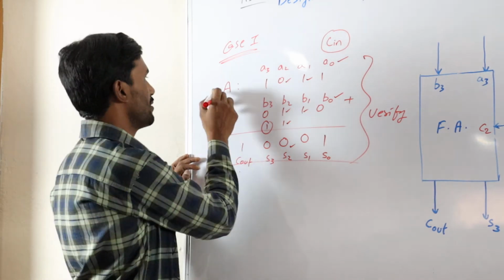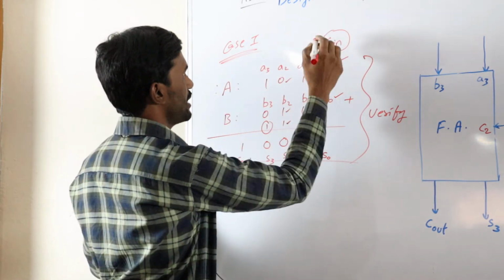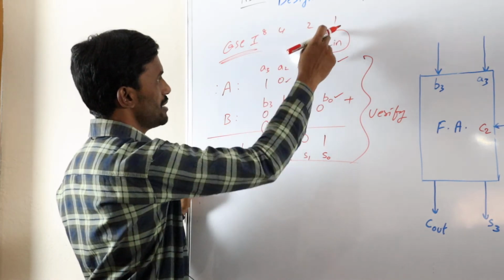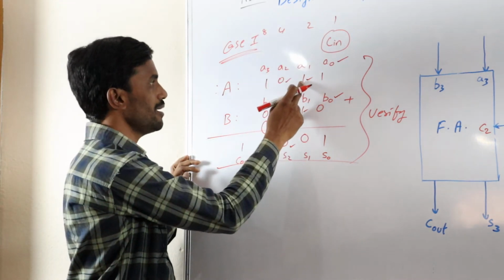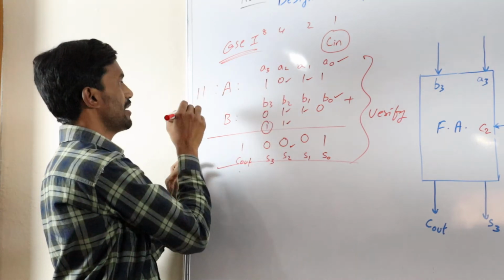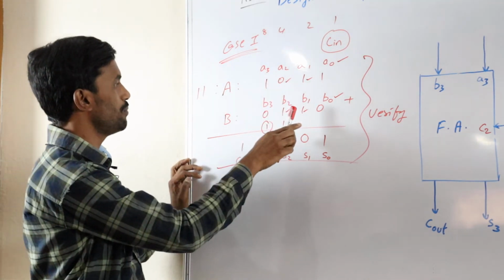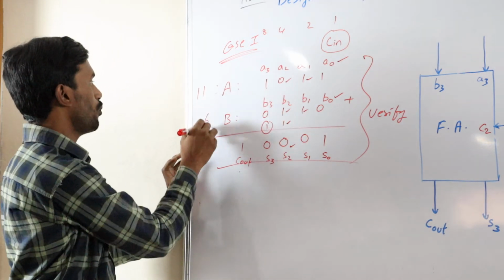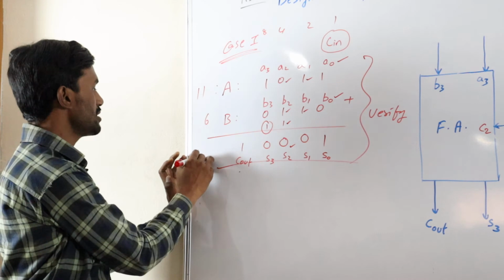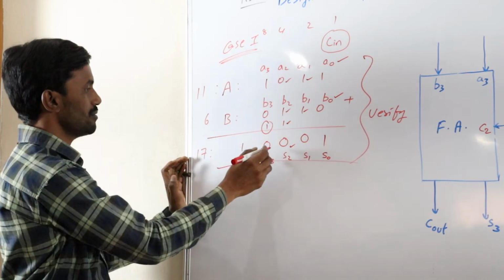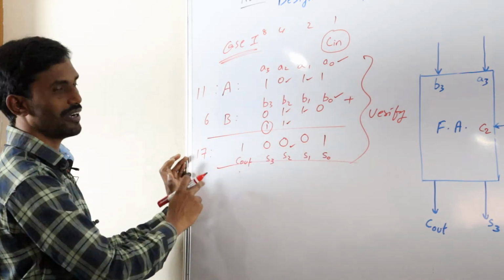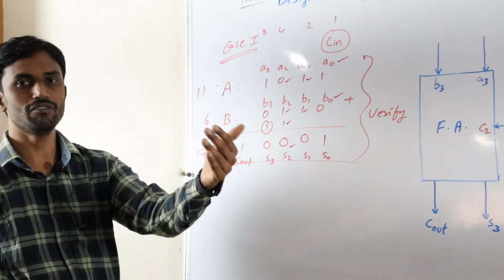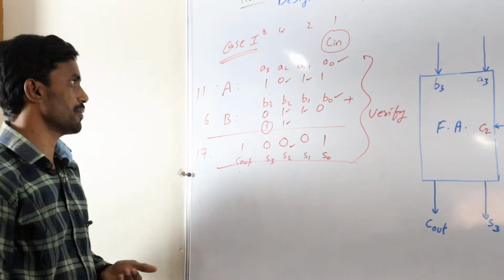What's the value in decimal? The equivalents are 1, 2, 4, 8, right? So 1 plus 2 is 3, 3 plus 8, its value is 11. Now what is B's value? This is 0, then 2 plus 4 is 6, and 11 plus 6, I should get 17. You check, this is 16 plus 1, 17. Theoretically I should get 17, and practically we will do it in the next step.